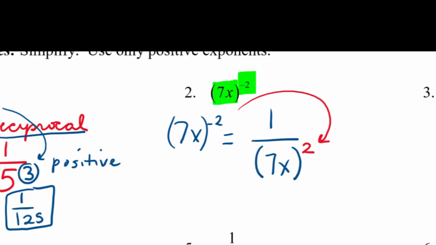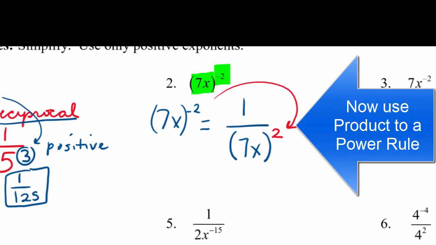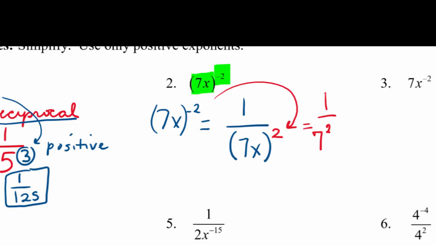And then let's continue this, because now we can use our product to a power, and we know that this is the same as 1 over 7 squared x squared. So that's our power rule, right? And we know that 7 squared is 49, so this is also 1 over 49 x squared as a simplified example.